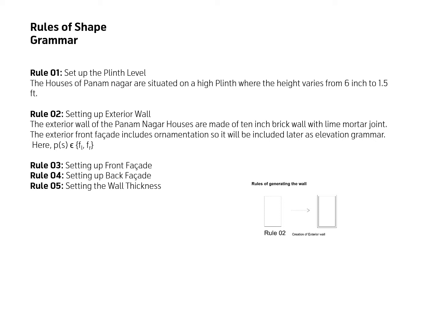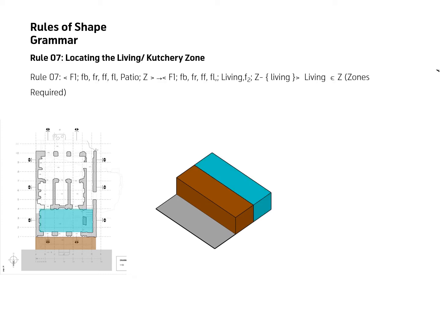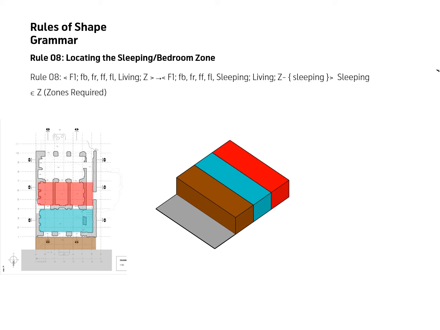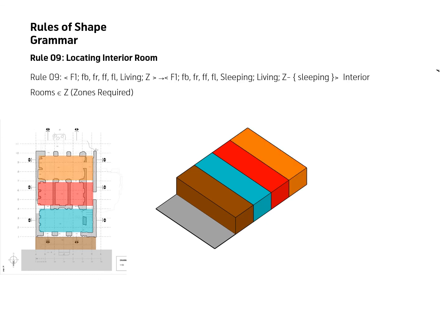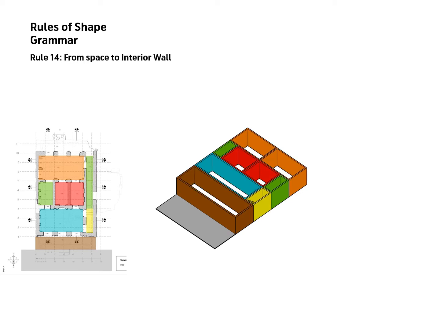Rules 1 to 5 here establish the foundation and formation of the buildings. Rule 6 helps to locate the patio or the veranda in front of the house. Rule 7 is to locate the living or kachari zone. Locating the sleeping and bedroom zone. Locating interior room. Dissecting the sleeping zone. Assigning circulation. Then assigning the staircase. And Rule 14 helps to create space from the interior walls.